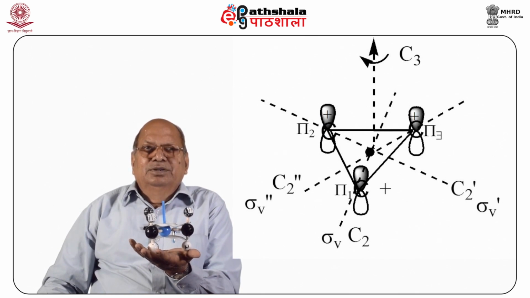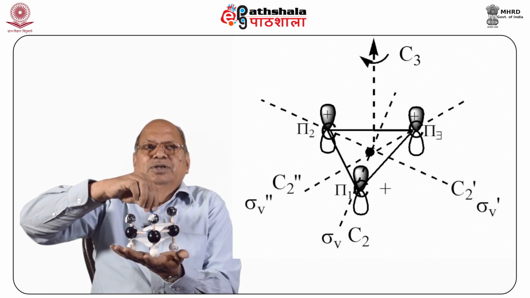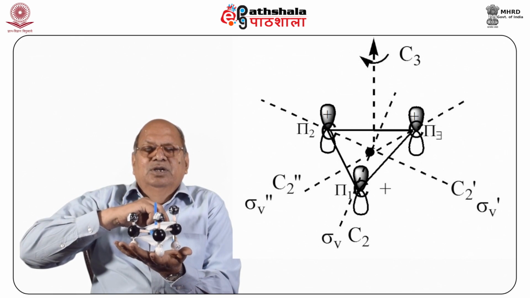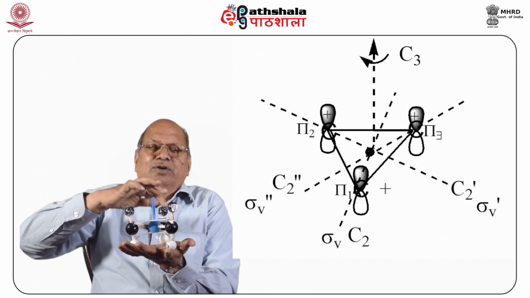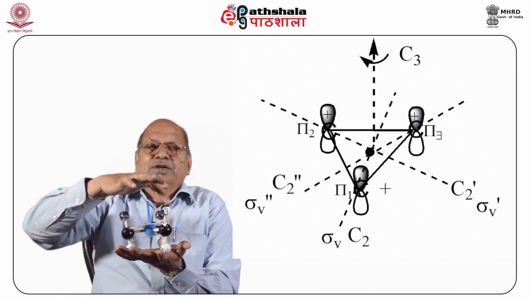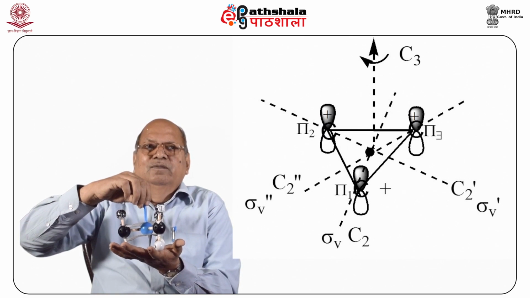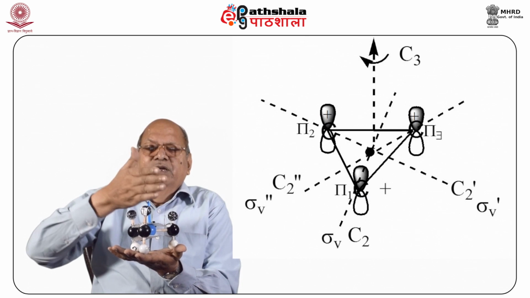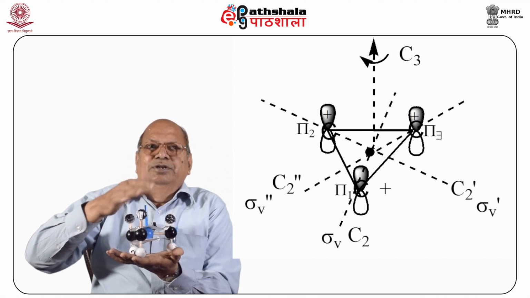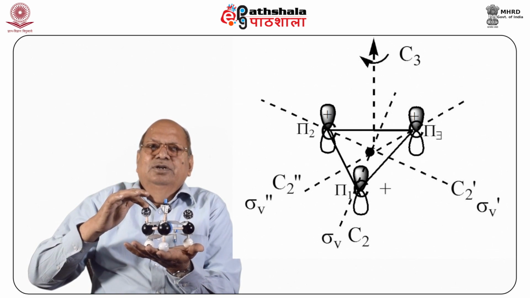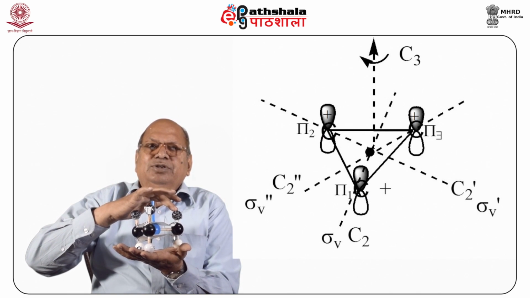Let us take this model and see the effect of C3 operation on these 3 p orbitals. What happens after giving this rotation over here? I find all the p orbitals are shifted. So the contribution by these p orbitals when they are shifted is 0. If I take this sigma v, this and this pi orbital are shifted, only this pi orbital is not shifted. So it will contribute +1 and the others will contribute 0.